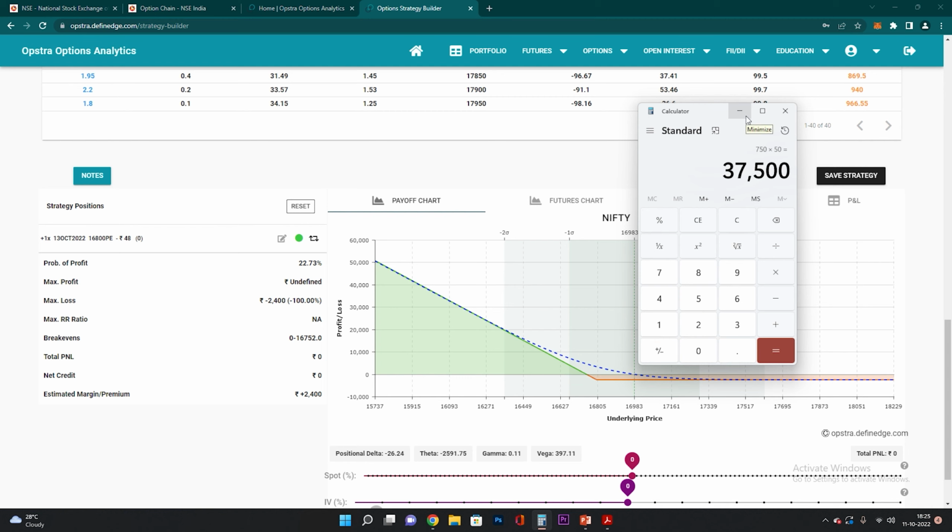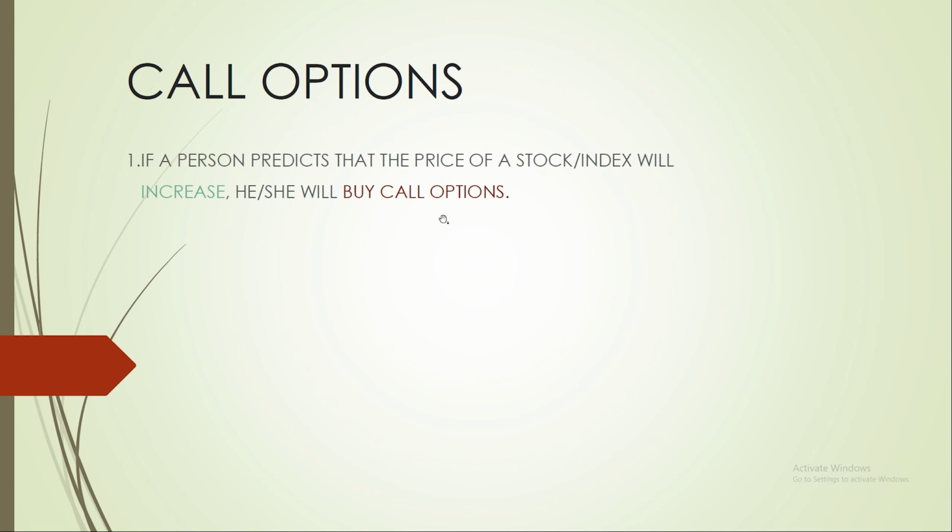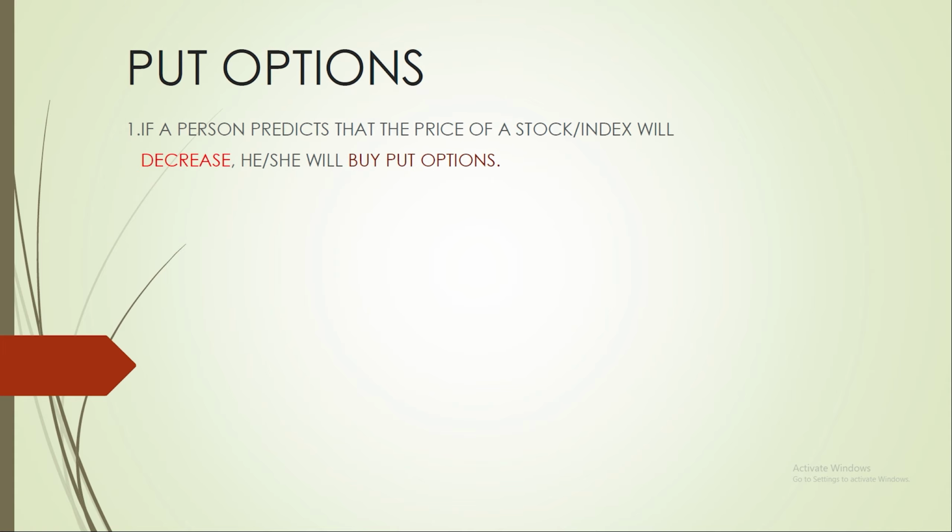This is called option buying, for put options. So I have discussed call options and put options in a very simple manner, not in detail. I will discuss it in detail in a separate video. I am just explaining the terms involved in options.